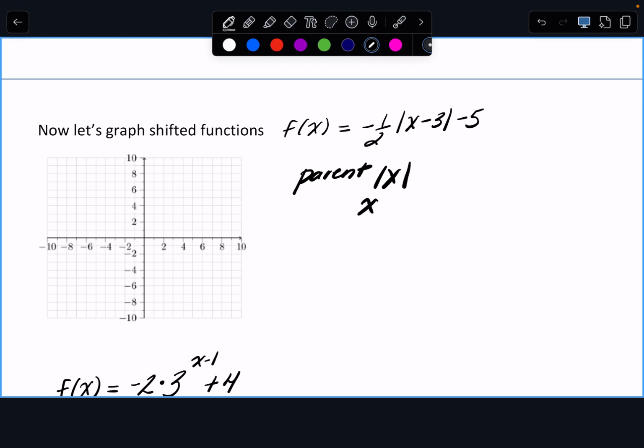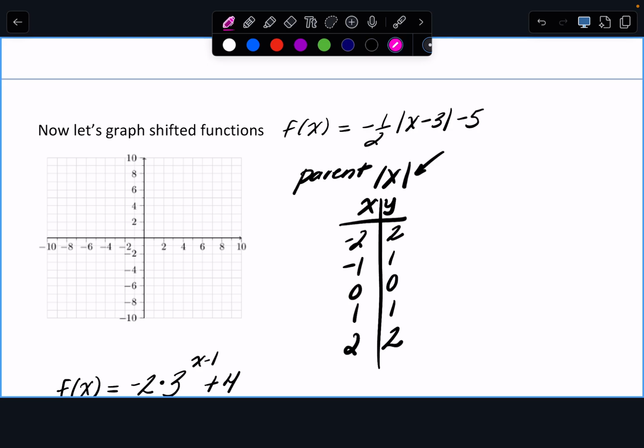So then you'd write down an XY chart for absolute value of x. You'd say to yourself, this is a V graph. I can plug in negatives and positives. So let's plug in -2, -1, 0, 1, and 2. The absolute value of -2 is 2. The absolute value of -1 is 1. The absolute value of 0 is 0. The absolute value of 1 is 1. The absolute value of 2 is 2. Does everyone see how I got those points? Now we just perform the shifts.